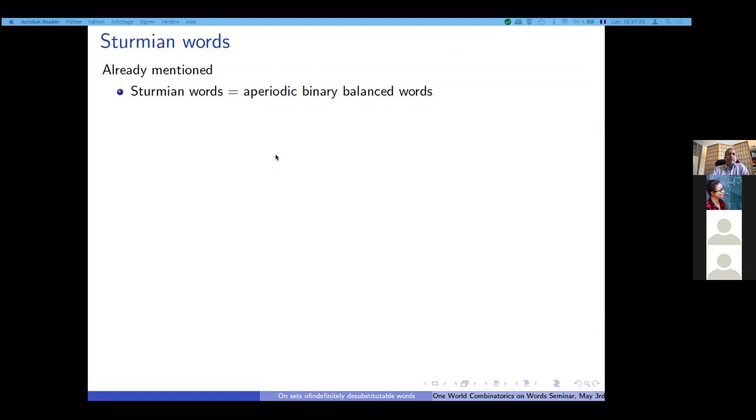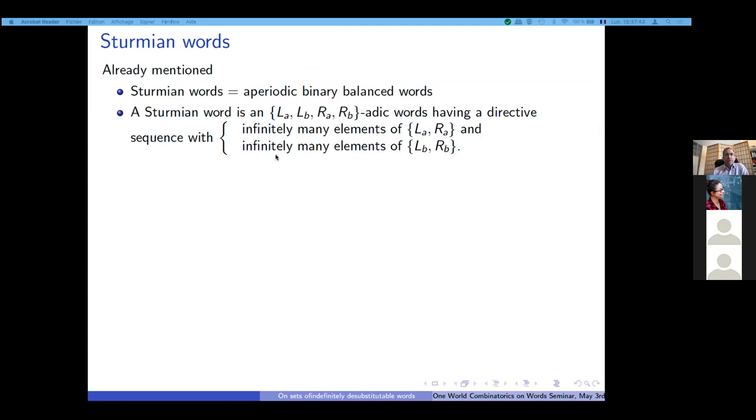I now consider Sturmian words, that is, I recall, aperiodic binary balanced words. I already said that a Sturmian word is an adic word over the set of substitutions LA, LB, RA, and RB that I introduced and recalled at the beginning of the talk. And moreover, the Sturmian words are adic words over the set of words that have a directive sequence, so an infinite sequence of substitutions, containing infinitely many elements of the set LA, RA and infinitely many elements of the set LB, RB.